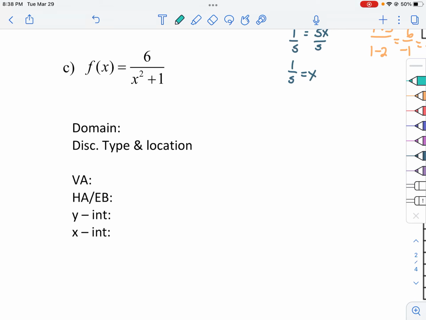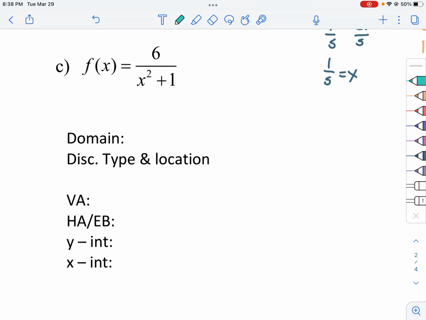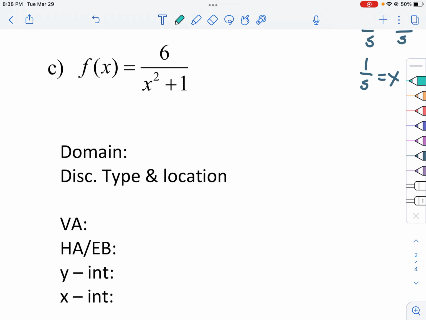All right, welcome to the second day of the 7.3 Graphing Rational Functions notes. We're going to start with letter C since we skipped that one on the first day. But where all of these start is you should always look for factoring. In this case, 6 is definitely already factored as much as possible.